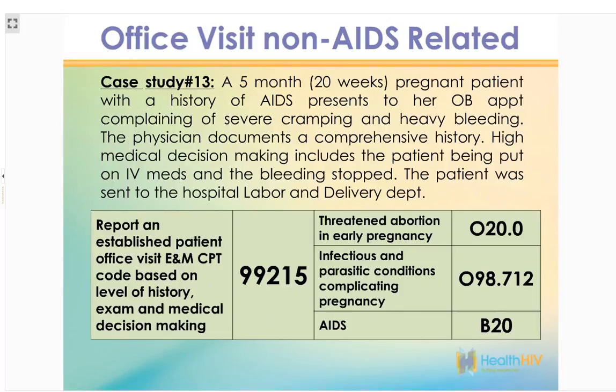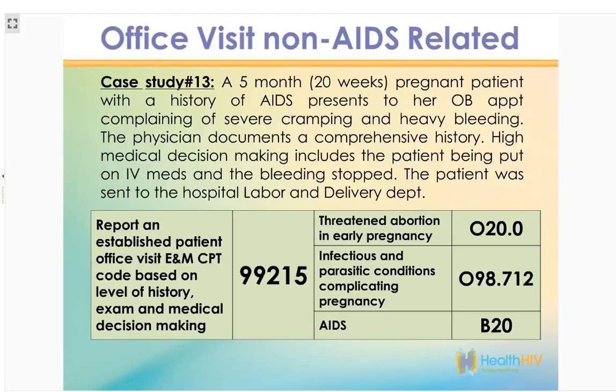This is a visit for a pregnant patient. A 5-month pregnant patient comes in with a history of AIDS. Oh, I'm sorry, they go in for an appointment, but they're complaining of severe cramping and heavy bleeding. And the physician documents a comprehensive history. The medical decision-making included IV meds, and then the patient was sent to labor and delivery.